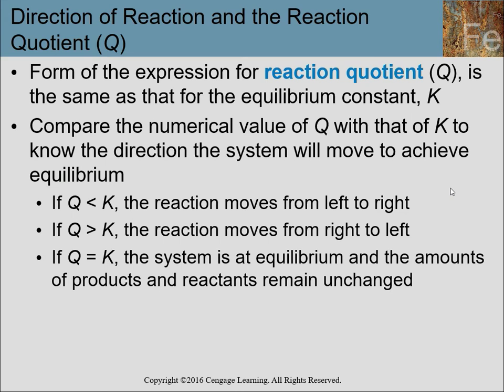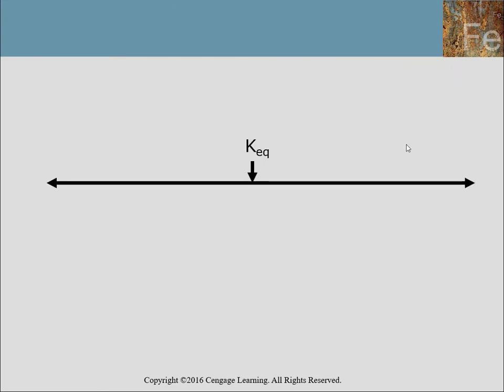Here's another way to remember that. It's a visual representation, numbers. So let's think of this whole numbers. We said that the number KEQ and the number Q can be anywhere from 0 to infinity. So it's a number line. And somewhere in the middle of that number line is the actual KEQ value, whether it be a KP, a KC, whatever.